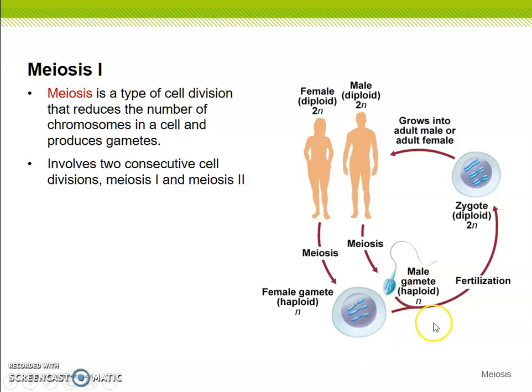Each one of them has N number of chromosomes, which can indicate any number. In humans, it represents the number 23. N just means one set of chromosomes. When the sperm and egg get together in fertilization, you add the N's together and you get a zygote, which will develop into a fetus that has 2 N chromosomes. It has 2 complete sets.